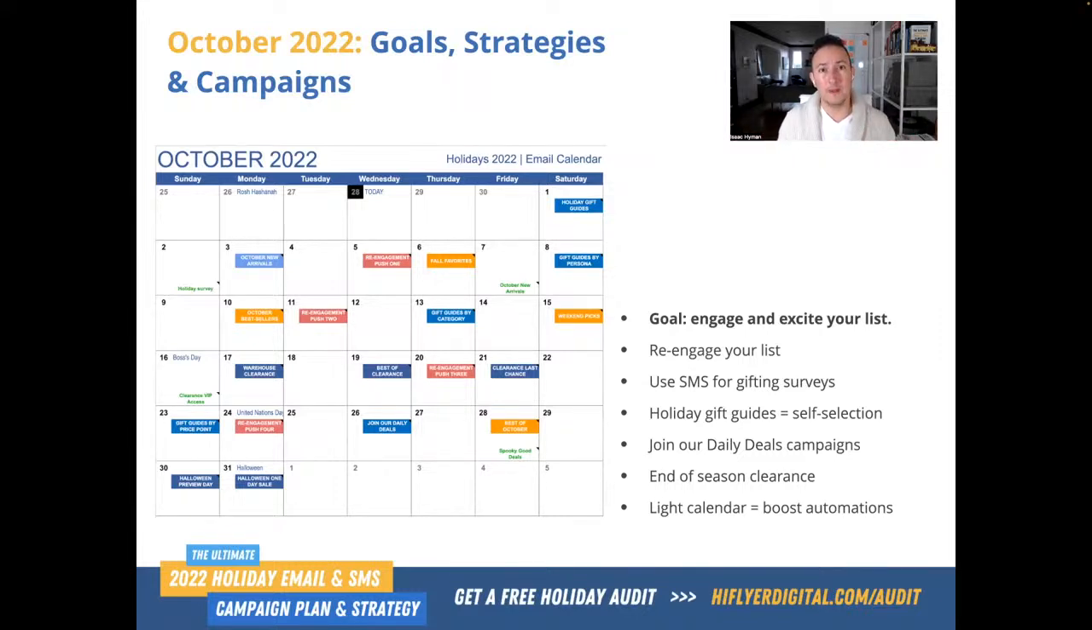Keep it a light calendar. Don't overstack it, because you need time to make sure your automations are running really well, right? So turn on those product automations we talked about. Audit your cart abandon, your browse abandon, your welcome series, update them for the holiday season, reskin them in the styles of your holiday look and feel. All that should take place in October.